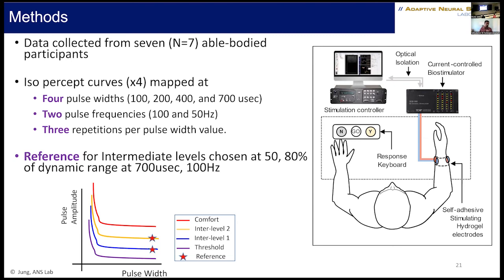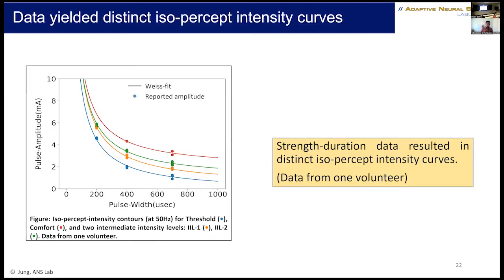Before I present the results, just a disclaimer, I'm still in the process of analyzing my data. So the results I'm showing are preliminary results from individual subjects without any aggregation. So the first one is asking, okay, can you get distinct isopercept intensity curves? And this is data from one subject showing the individual data points and the fit where you get distinct strength duration curves.